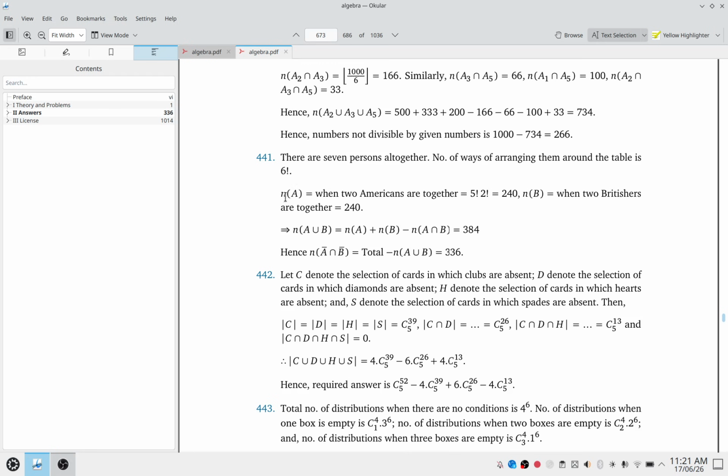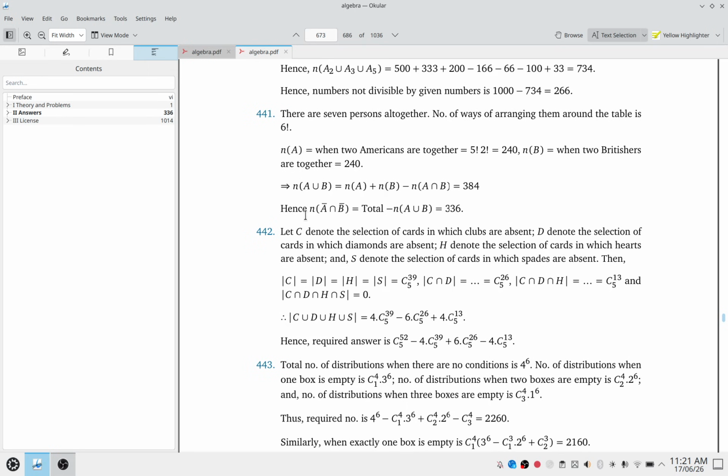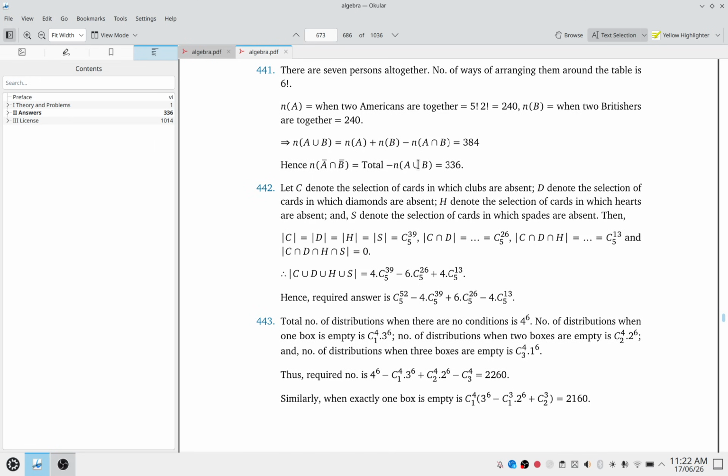We let the set A be the arrangements where the two Americans are together. The number of ways is 5 factorial multiplied by 2 factorial, or 240. And the number of ways when the Britishers are together is also 240. So the number of A union B is equal to Na plus Nb minus Na intersection B, so that is 384. Now we compute A complement intersection B complement, that would be total minus A union B, that is 336, which is our required answer.